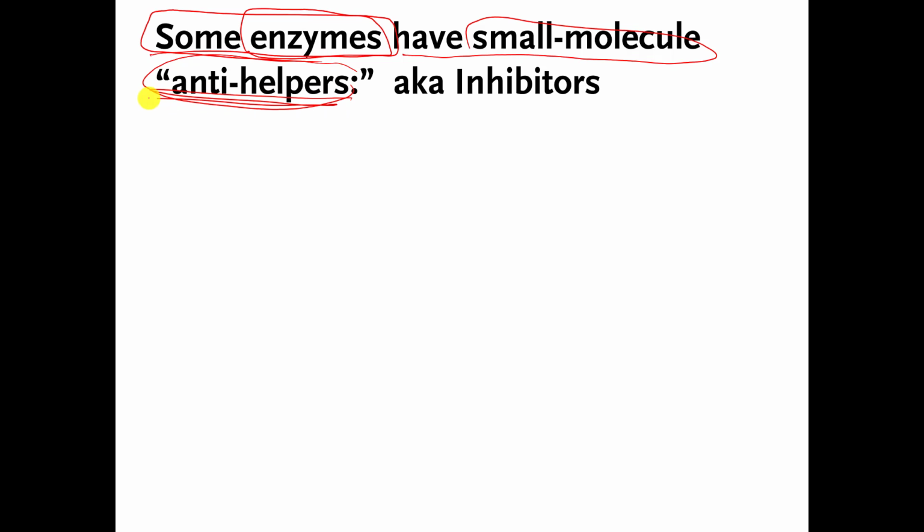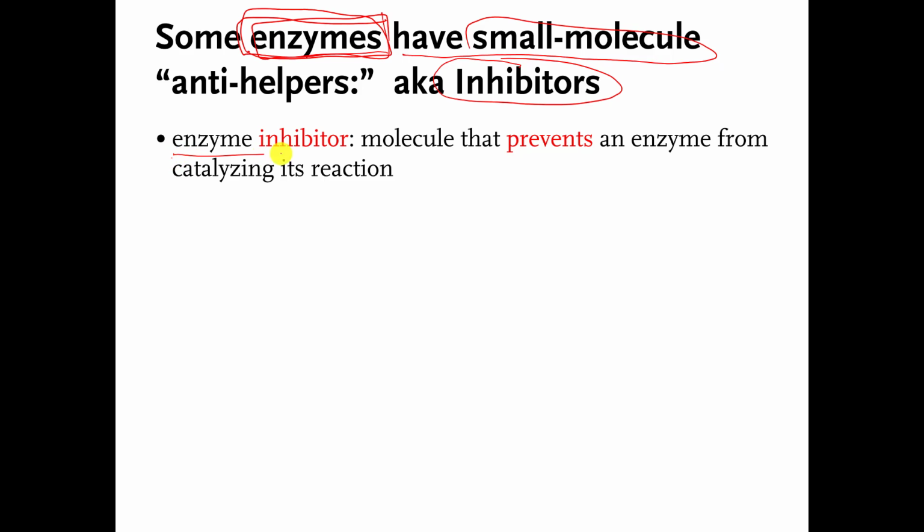This is kind of a dumb phrase. I'm calling them anti-helpers here. Nobody really says that. Usually a molecule that stops an enzyme from speeding up a chemical reaction is called an enzyme inhibitor. So here's the definition of an enzyme inhibitor: a molecule that prevents an enzyme from catalyzing whatever chemical reaction it catalyzes.